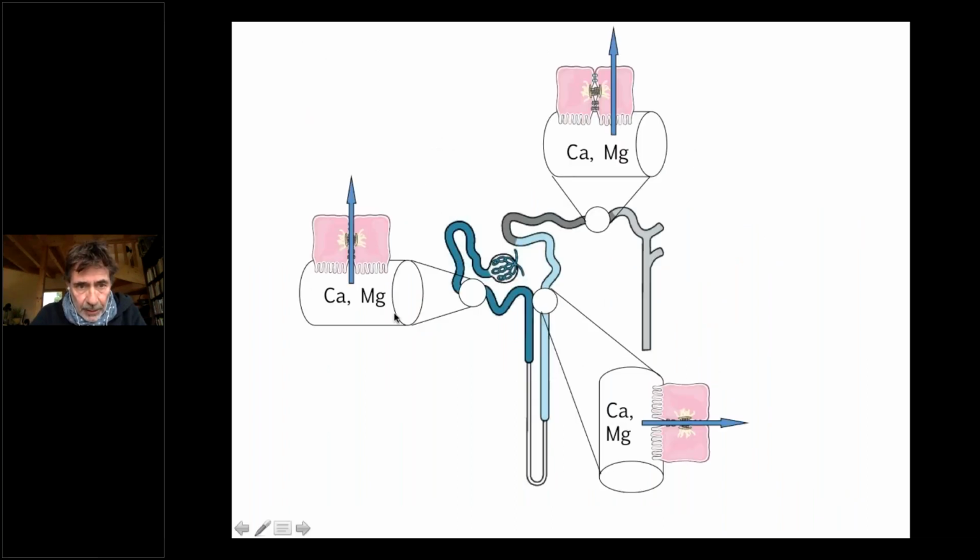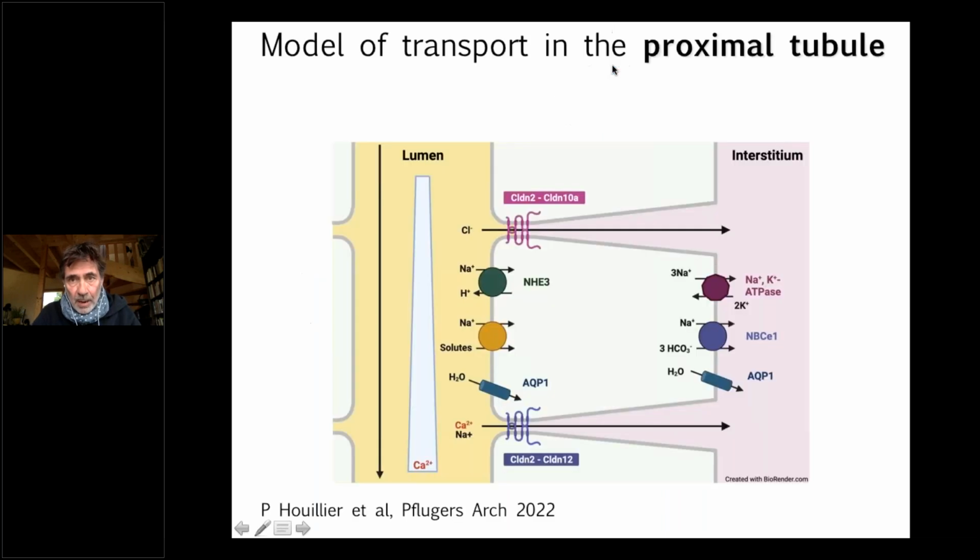Calcium reabsorption in the proximal tubule and in the thick ascending limb is mostly or exclusively paracellular. I mean, it occurs between the cells. In the distal convoluted tubule and in the collecting tubule, it is a transcellular reabsorption, so it has to cross the apical membrane and the basolateral membrane.